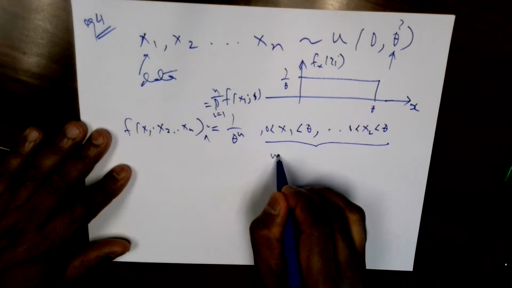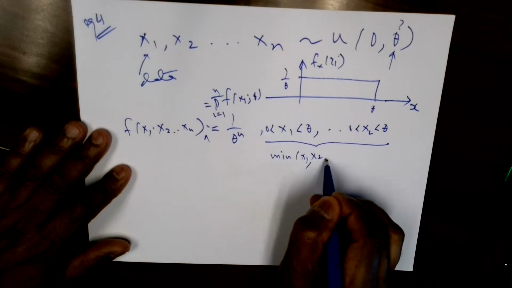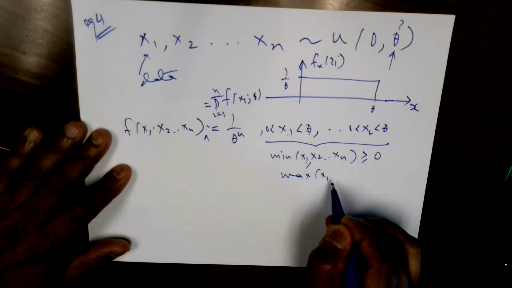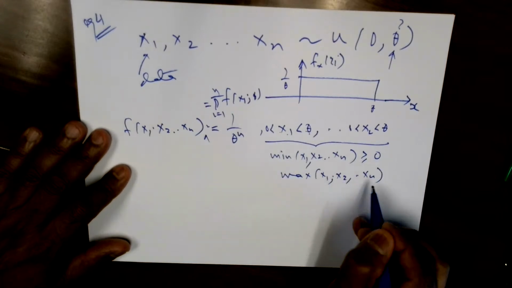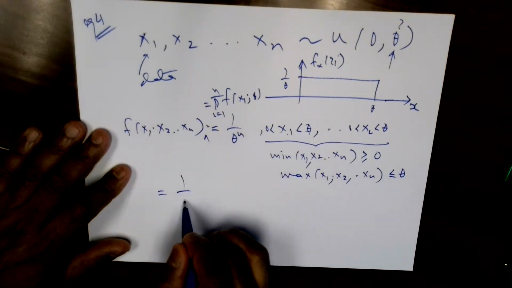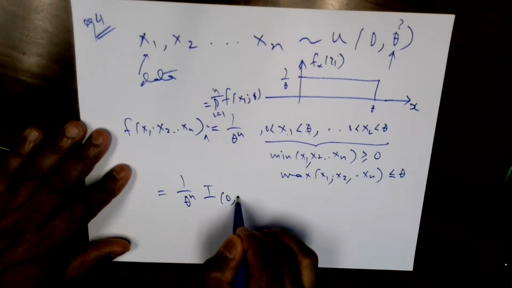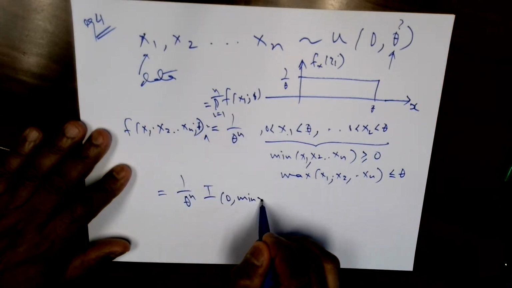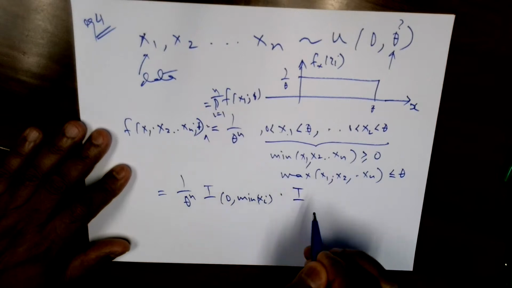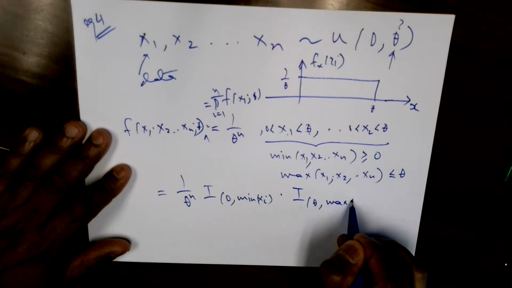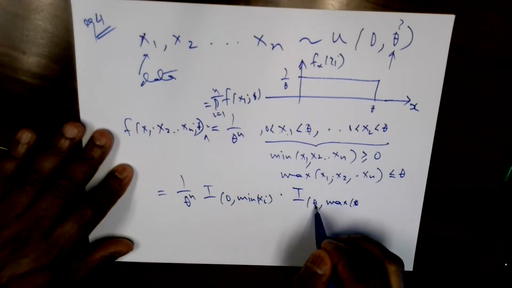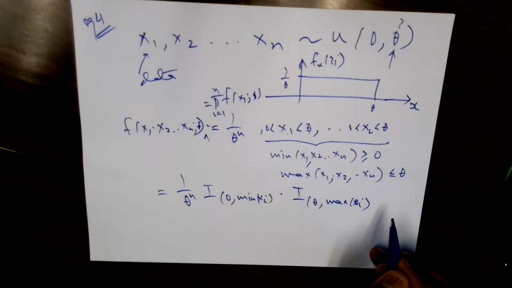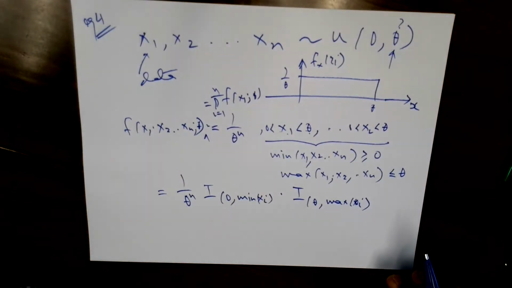So all this you can write as: the minimum of x1, x2, etc., xn is greater than 0, and, notice each of them is less than theta, so the maximum of x1, x2, etc., xn is also less than theta. I can write all this using an indicator function as 0 comma min. Remember the variable here is theta, theta is the unknown. So minimum of xi, and another indicator function theta comma maximum of xi. In other words, this is only valid if theta is between these. Okay, so this is the L function.